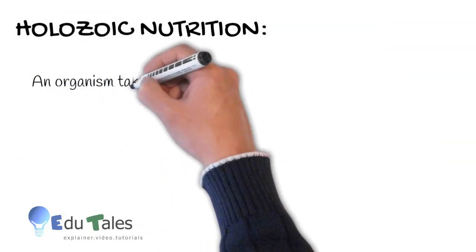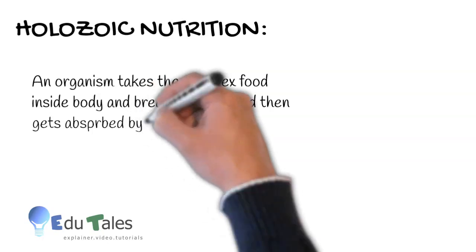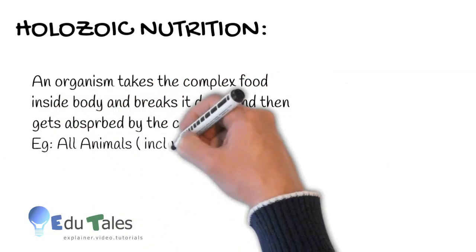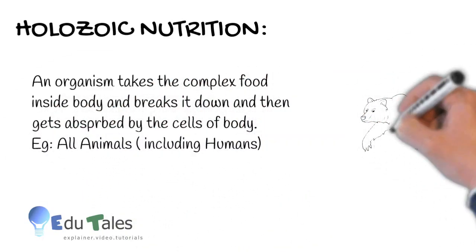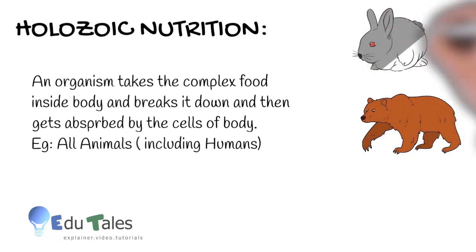Holozoic nutrition. Here, the organism takes the food inside body and breaks it down and then gets absorbed by the cells of body. Example, all animals including humans. Remember the difference between all these three types of nutrition.